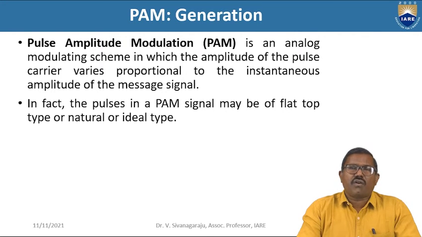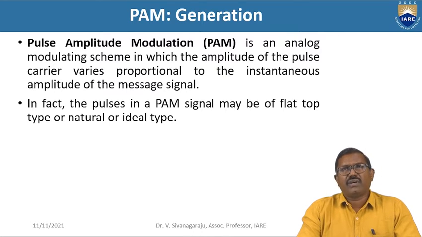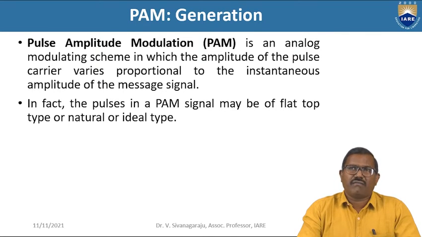Some characteristic of the carrier signal is varied in accordance with the instantaneous value of the message signal. So that is the modulation definition for an analog form. But here this is in pulse. So the amplitude of the pulse carrier varies proportional to the instantaneous amplitude of the message signal.